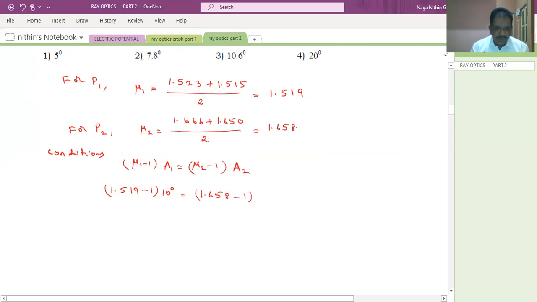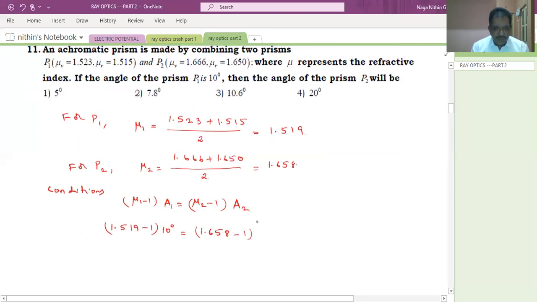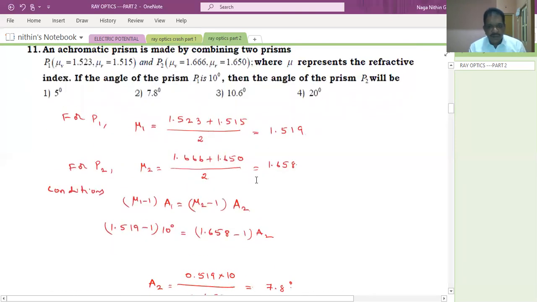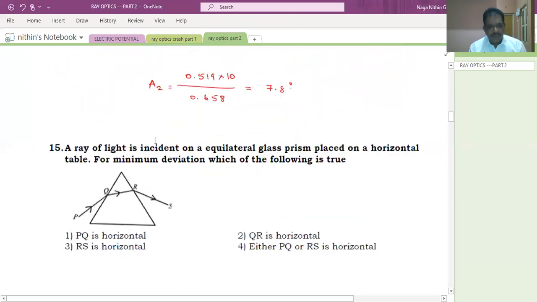1.658 minus 1 into A2 value we had to find. So here A2 is equal to 0.519 into 10 by 0.658. So if we calculate, this is 7.8 degrees. So this is the answer for it.